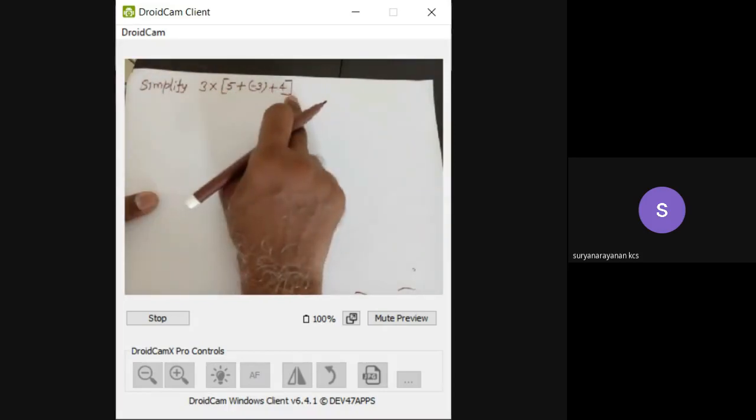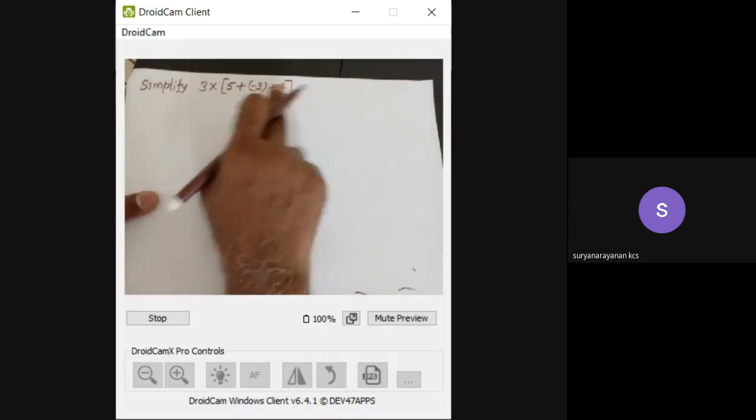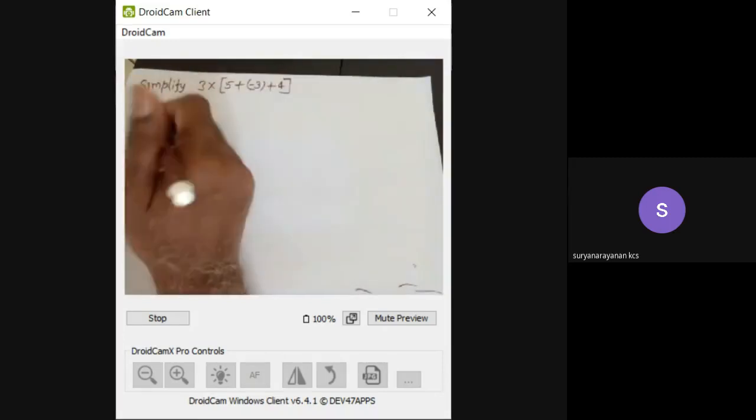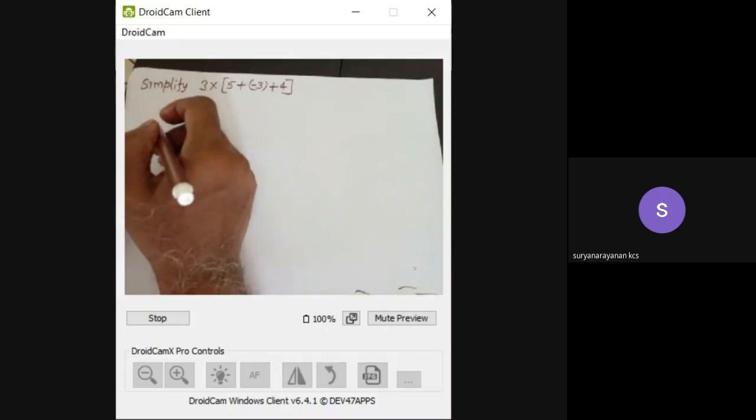What are these brackets called? Can you tell me? Square brackets. In these square brackets, 3 numbers are written, connected with plus signs. So first we simplify these 3 numbers which are written in the square brackets.